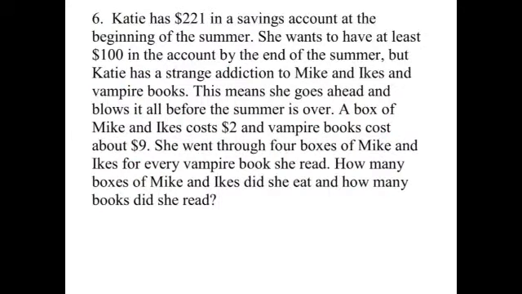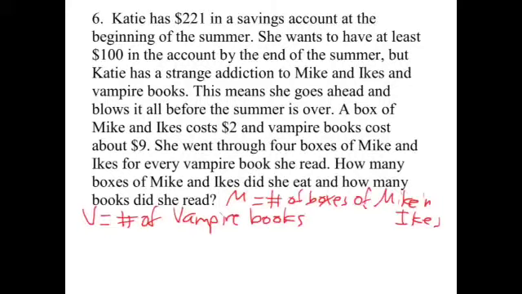Read through it. Make sure you notice all the different important things. And also notice what variables you're going to use, what sort of things you're counting and trying to figure out. In this particular one, we're trying to figure out the number of boxes of Myconix and how many vampire books you got. And so let's use M for the number of boxes of Myconix, and let's use V, because we've done B a lot. V equals the number of vampire books. So there you go. Here's our two variables.